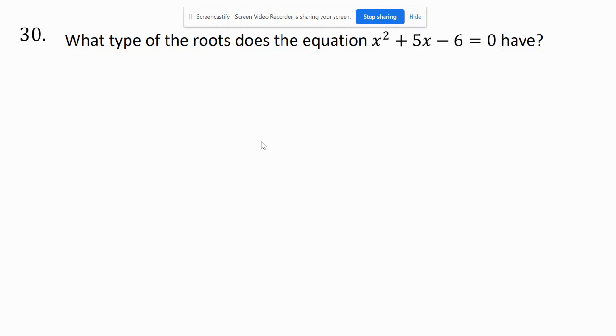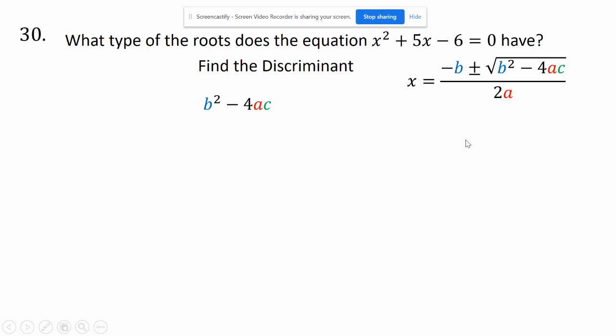Okay, quadratics. What type of root does the equation x squared plus 5x minus 6 equals 0 have? Well, if you go to your quadratic formula and you want to know what type it has, you just look at the discriminant, which is the part inside the square root, because that'll tell you whether it's real or imaginary. I'm looking at b squared minus 4ac. If I go up to this problem, a would be 1, b would be 5, and c would be negative 6. Just plug those values in.